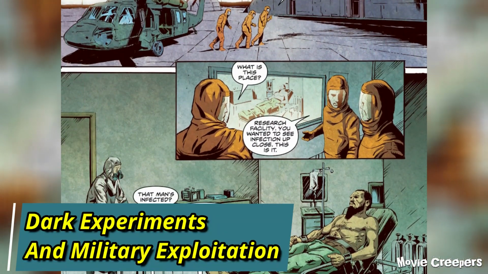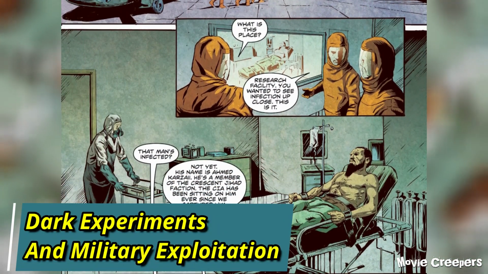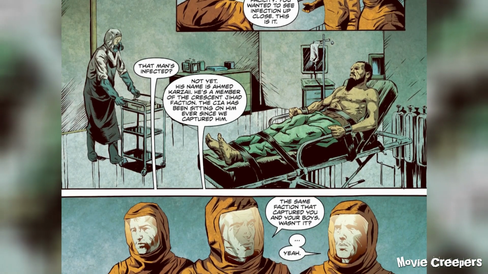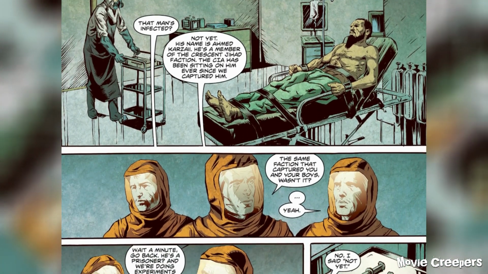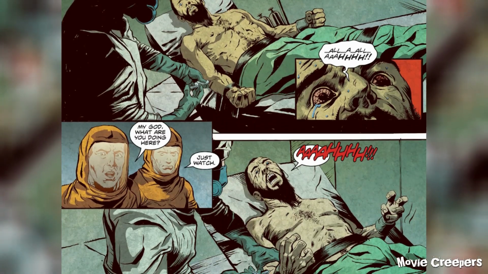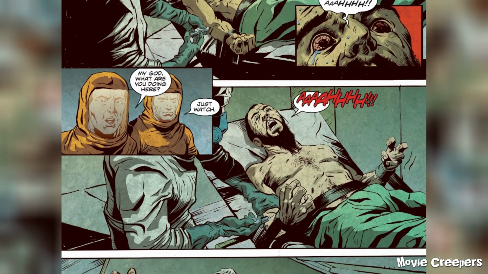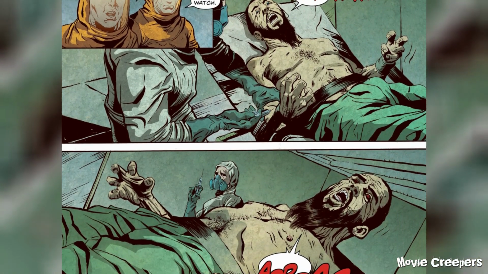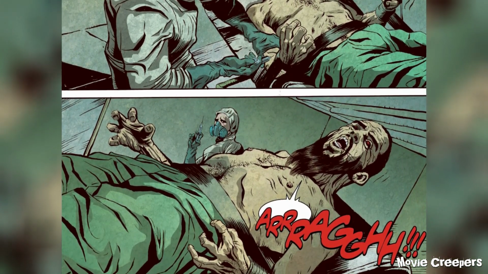Dark experiments and military exploitation. During the height of the original outbreak, a covert facility on the Isle of Wight was revealed to be experimenting on prisoners believed to be terrorists by infecting them with the virus. The stated aim was to study the virus in hopes of developing a cure or vaccine. However, the experiments were highly unethical and took place without public oversight.